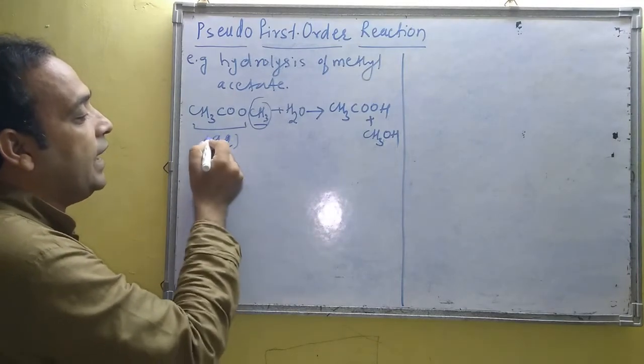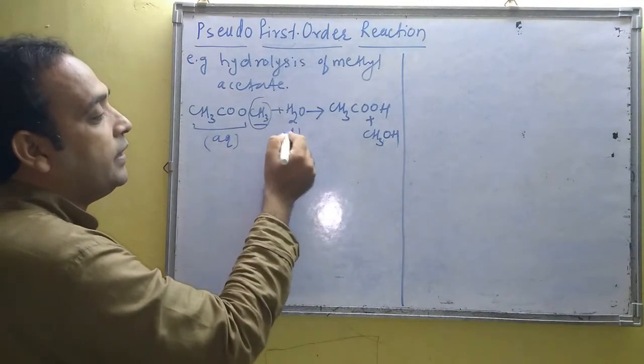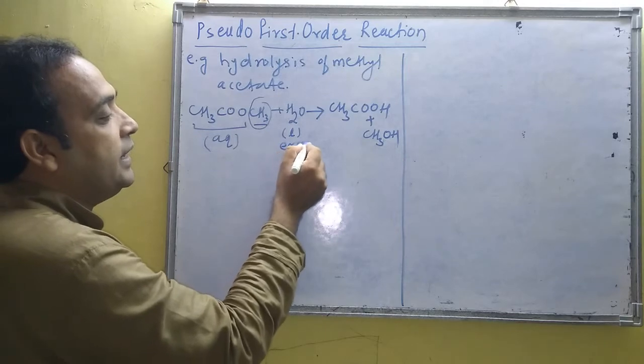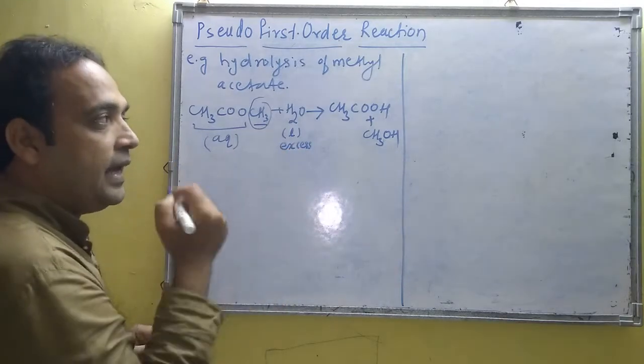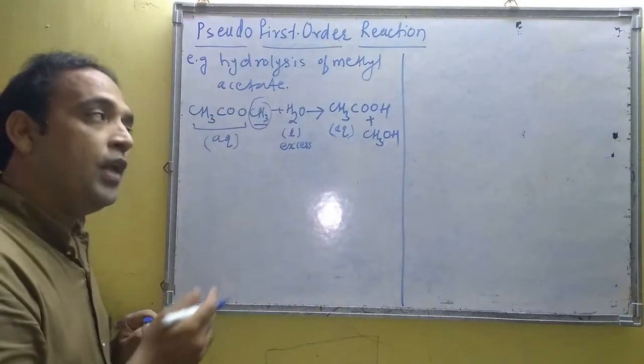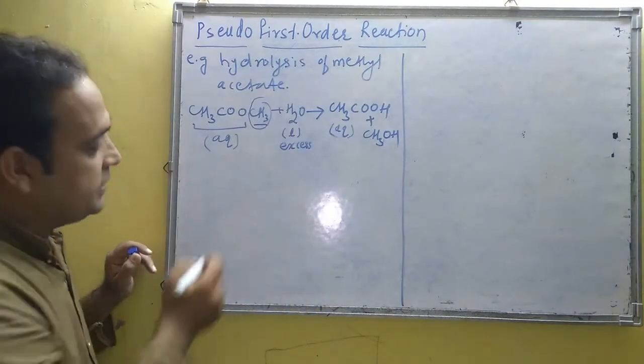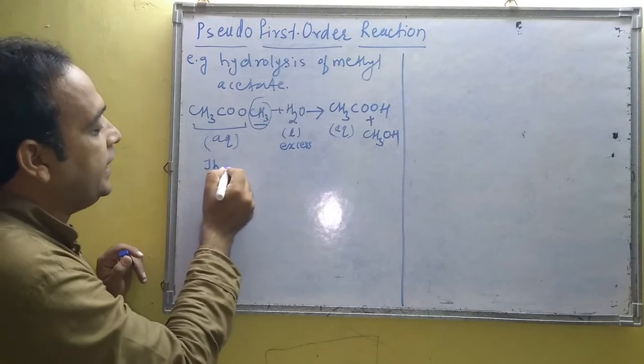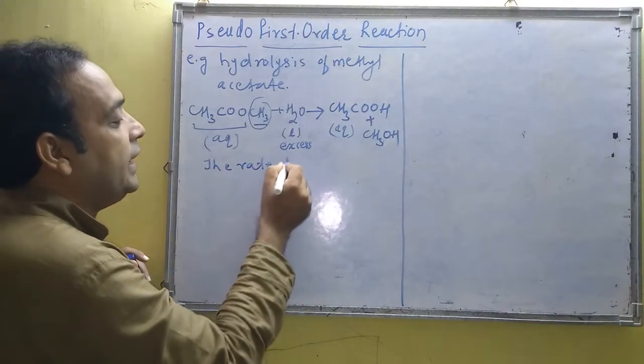Now this is in aqueous medium, water, it is liquid, and it is present in large quantity, or in excess. Carboxylic acid is also in aqueous medium. Now write the kinetics of this reaction. So you can write the rate law. And what is rate law?